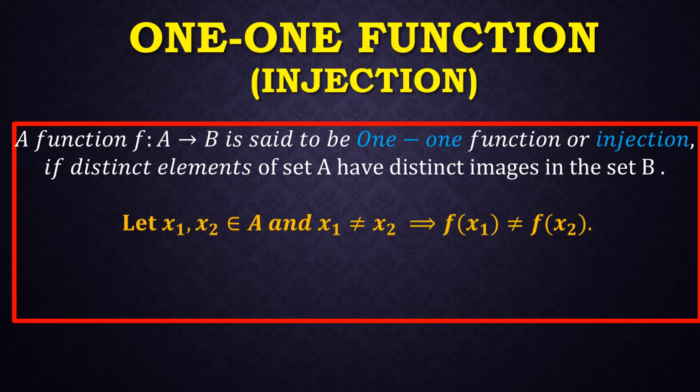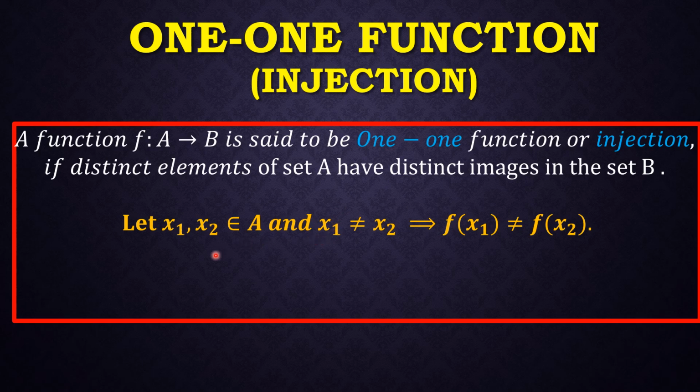Now in other words, it can be explained here. Let x1, x2 belong to A and we take different elements, that is x1 is not equal to x2. Now we get different images, f of x1 is not equal to f of x2. Here this condition exists for any function. That function is called one-one function.